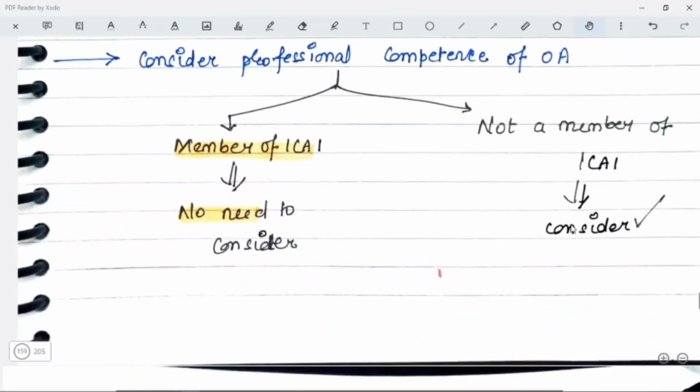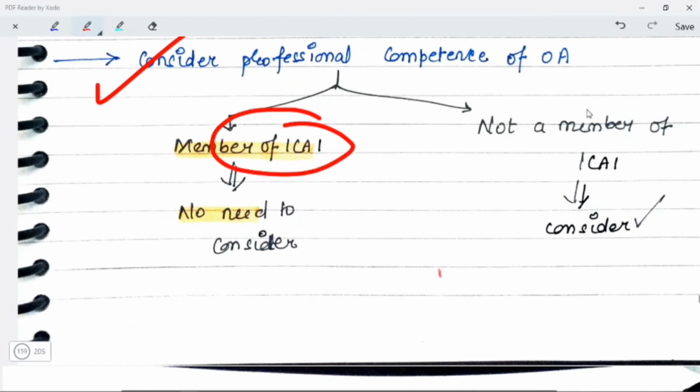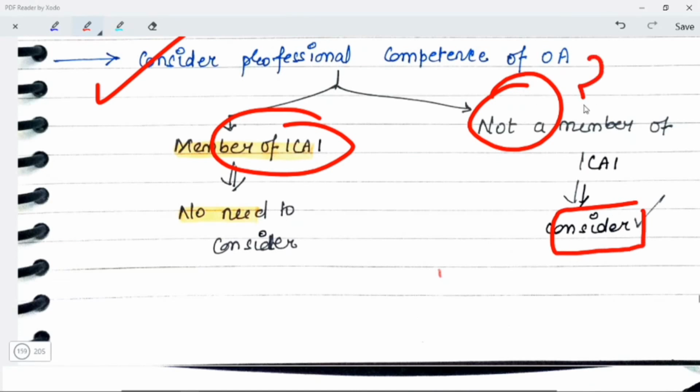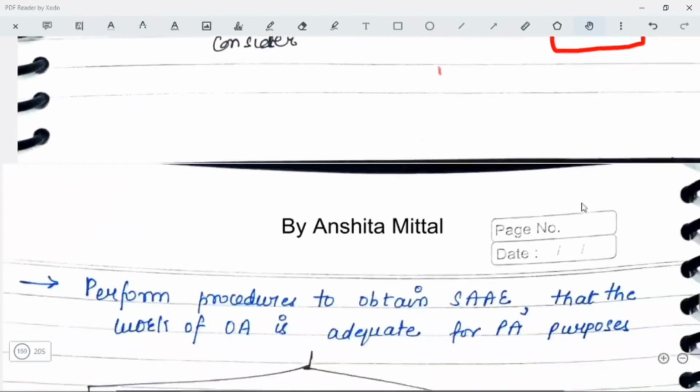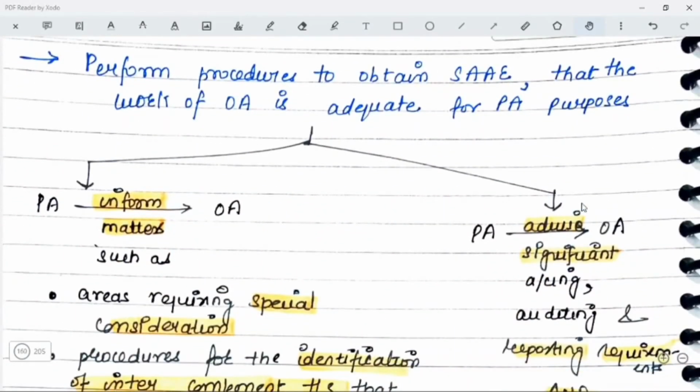The second point is to consider the professional competence of the other auditor in case he is not a member of the institute. In that case, you will first of all have to see whether he is a member or not. If he is a member, then do not consider it. If he is not, then you will have to consider his level of competence. Third is to perform procedures to obtain sufficient appropriate audit evidence that the work of the other auditor is adequate for the principal auditor's purposes.